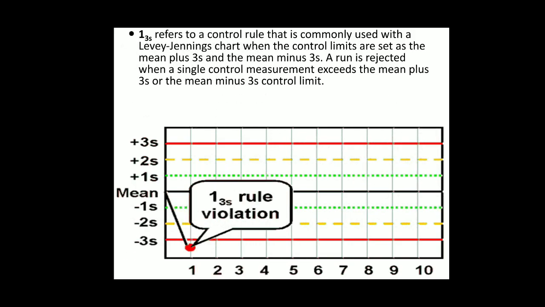The red dot, that is 3SD. If the QC is above, or this is minus 3SD, it is falling on minus 3SD. Either it is plus or minus 3SD, we have to reject the quality control. 1 3S refers to the control rule that is commonly used on the LJ chart, or Levey-Jennings chart, plus or minus 3. So it is a rejection rule. A run is rejected when it is exceeding this 3SD.